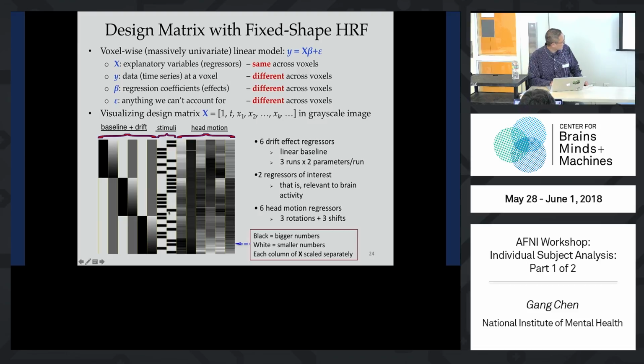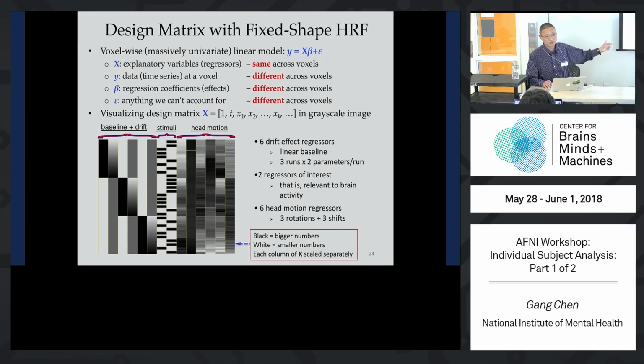So the next 2 columns, we have 2 tasks in this case. We see some bands, not regular bands, but some bands. That's a block design pretty much. The last 6 columns are the head motion parameters, so 3 translations plus 3 rotations.